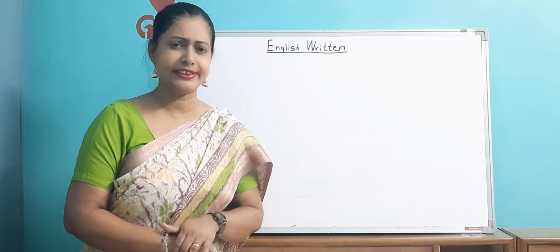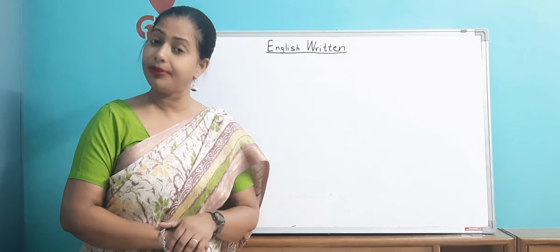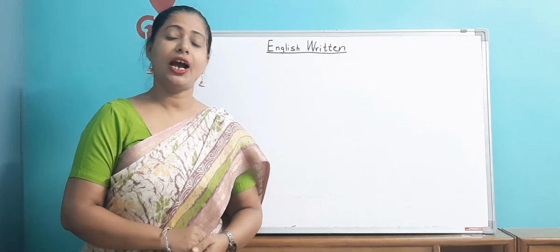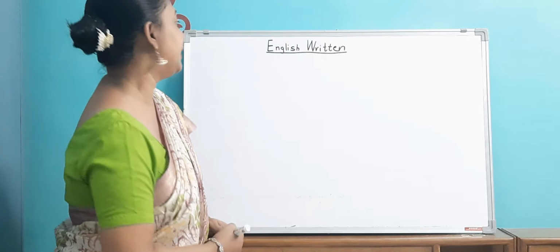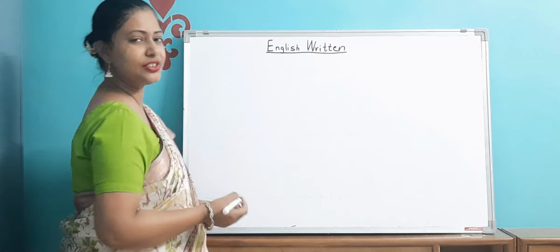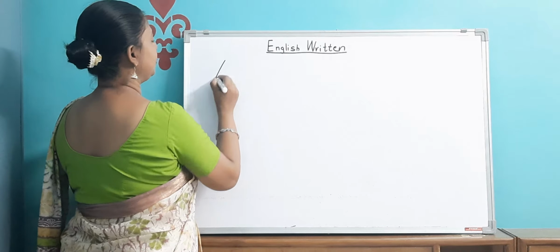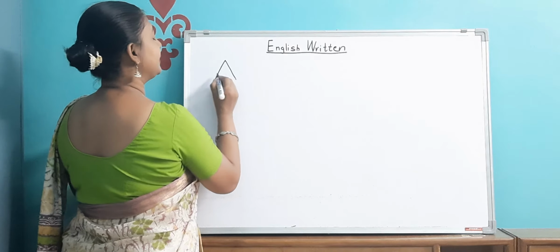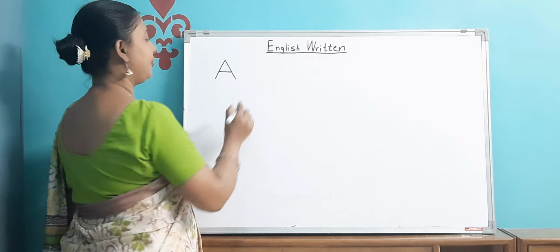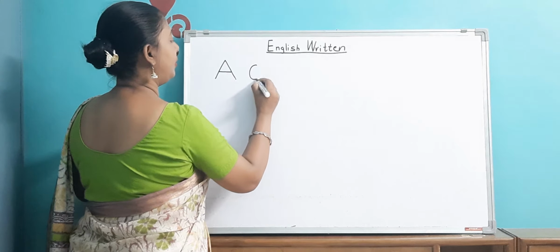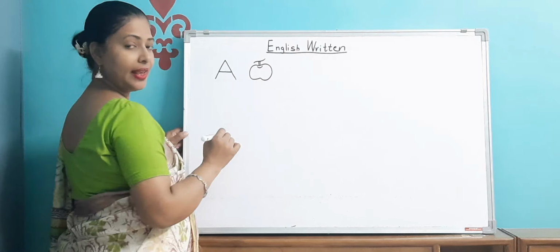You already recognize the objects, you already recognize the alphabets. Now we will learn how to write within the lines in your copy. But before that, we will quickly revise all the alphabets which we have done. So this is slant line and sleeping line. This is alphabet A. A for apple.